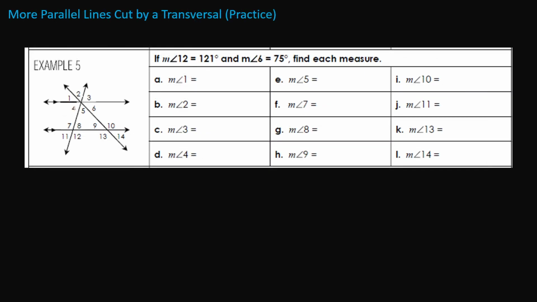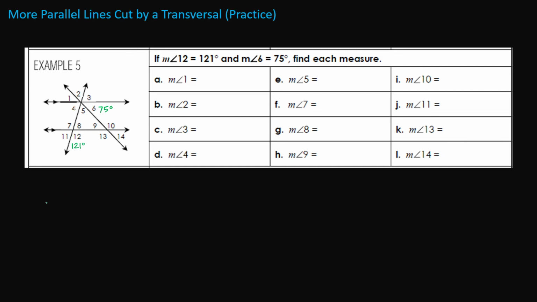Let's try one more example. This one's a little bit more complicated. So if we are given the measure of angle 12 is 121 degrees, I'm going to label that right now. And we're also given the measure of angle 6 is 75 degrees. We need to find each measure. So we're going to have to work from both ends of this diagram here.